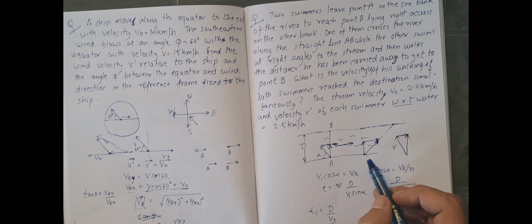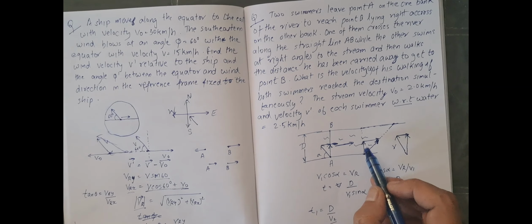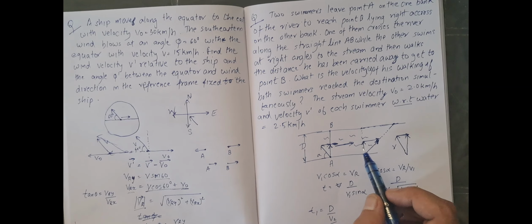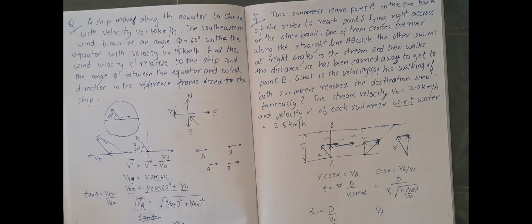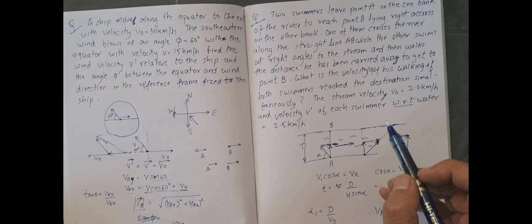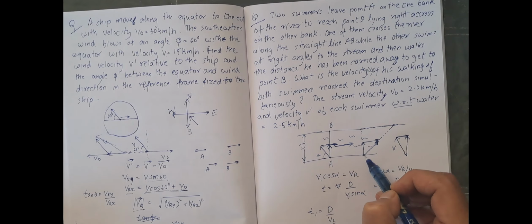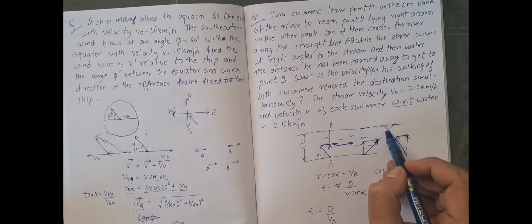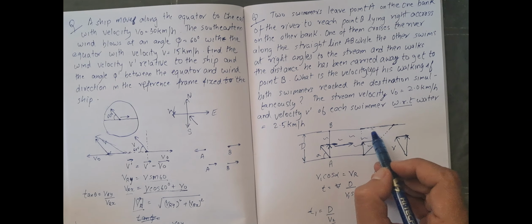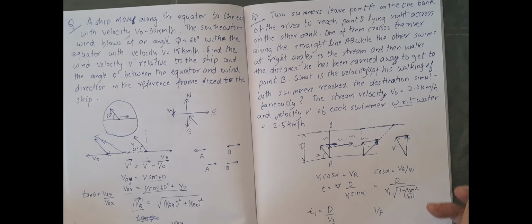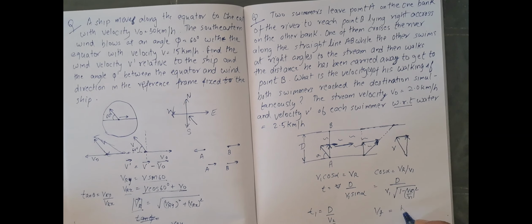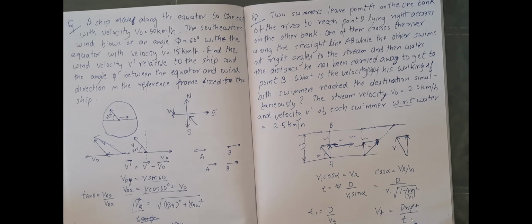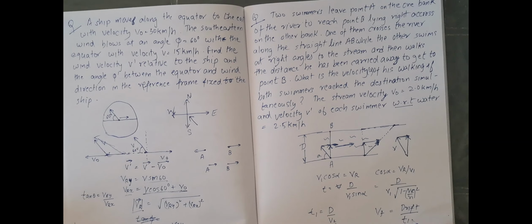So when a swimmer is swimming across a river, if due to the flow of the river the swimmer gets carried away some distance, in this case the swimmer got carried away from this distance, and this happened because of the flow of the river. So this distance is known as drift. So Vf will be equal to drift by time taken, by time.